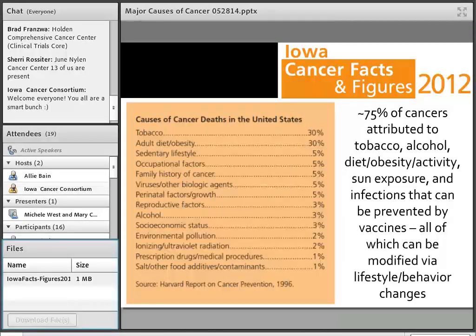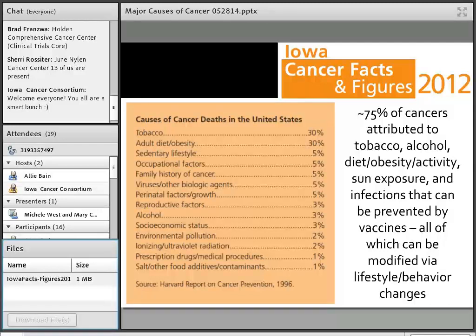So, if you take the evidence as a whole without that distinction and look at what factors, how can you attribute causes of cancer deaths in the United States? I thought this was a helpful chart that appears in the Iowa Cancer Facts and Figures, which looks like it's available for download here. It quotes a study from a Harvard report on cancer prevention, and shows that 30% is attributed to tobacco, 30% to adult diet and obesity, sedentary lifestyle, and so forth.